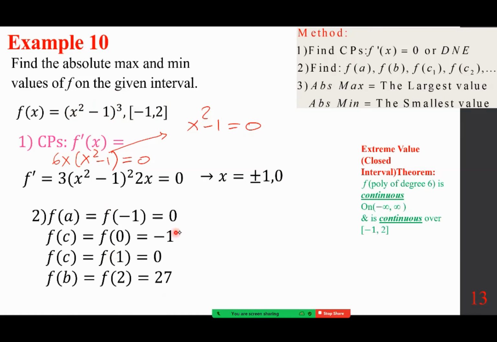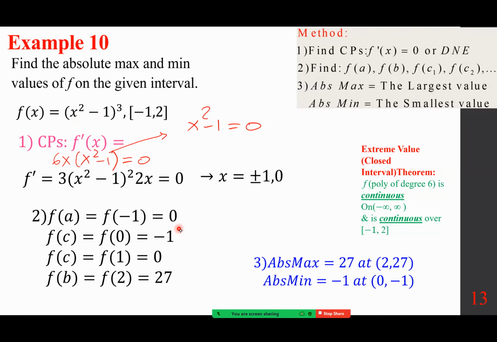If you plug in 2, 2 squared is 4. 4 minus 1 is 3. 3 cubed is 27. So the largest number is 27. That's your absolute max at this point. The smallest is negative 1. That's your absolute min at this point. And again, the way you write it is the way they want you to write it. So you want to pay attention to the way they ask you to write.